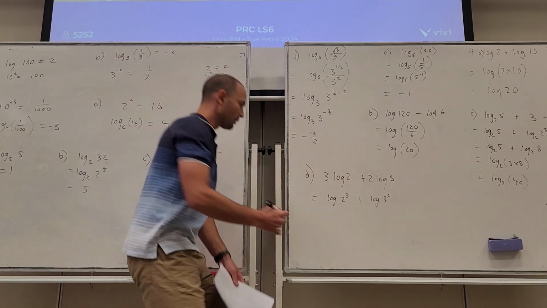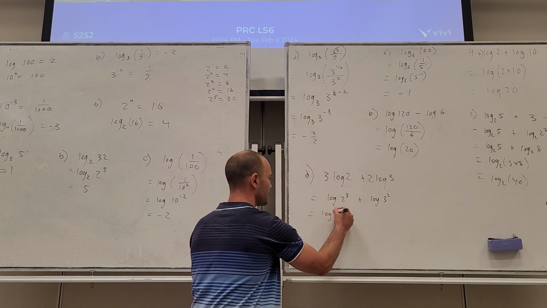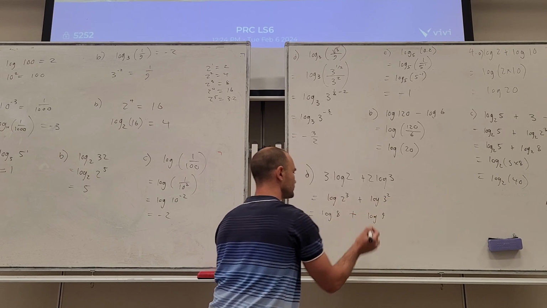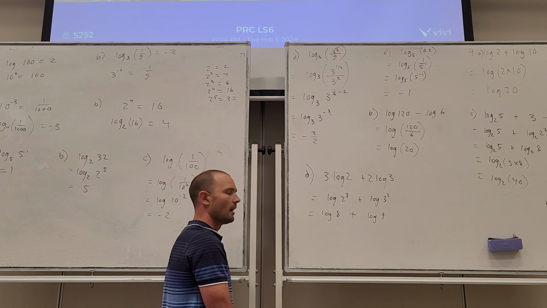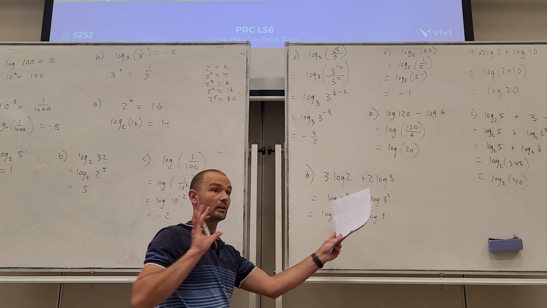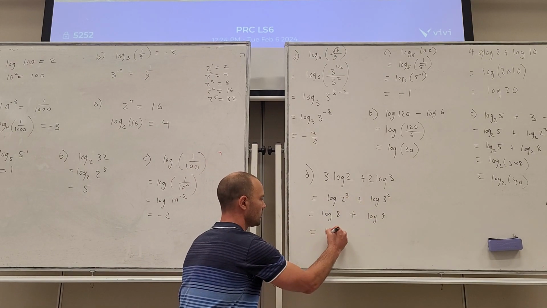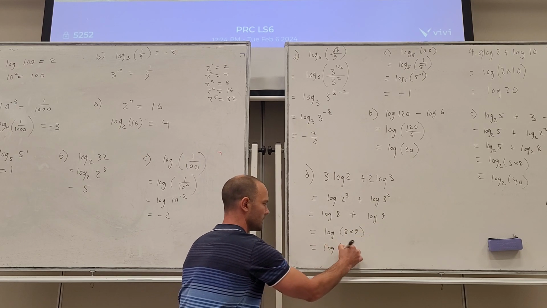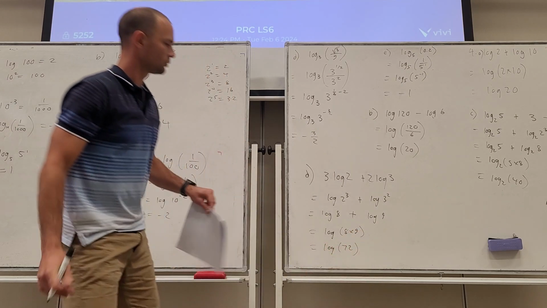We'll evaluate both of those. 2 to the power of 3 is log of 8. 3 to the power of 2 is 9. And then we'll use the first log law to bring them together, mash them together to one logarithm, 8 times 9. And where are we, year 12 method students? We know our times tables, 72.